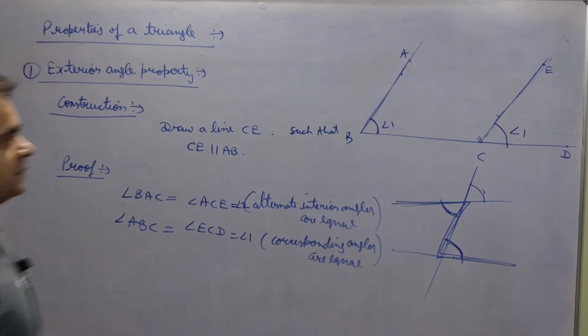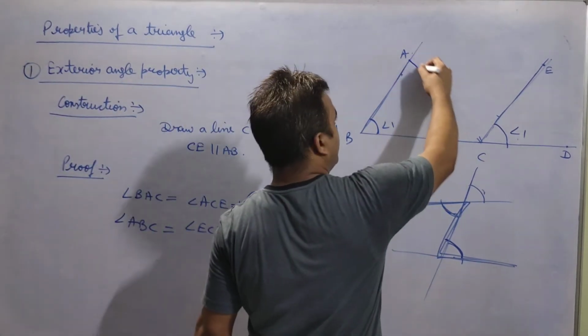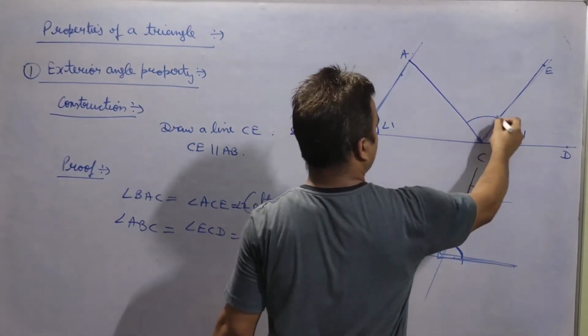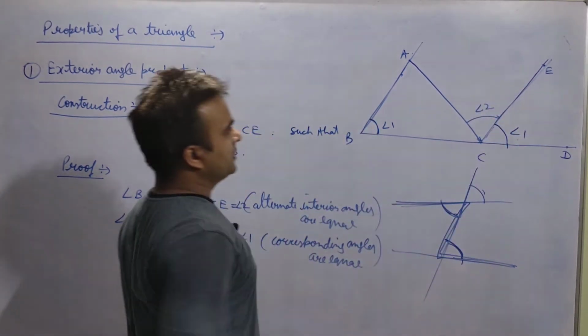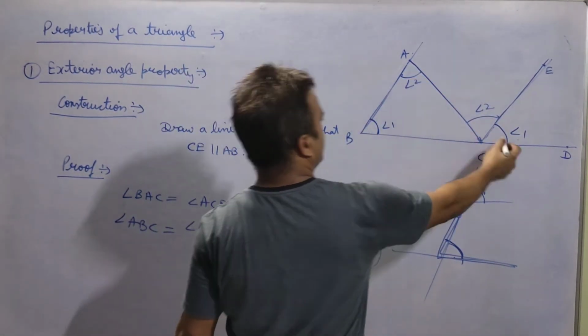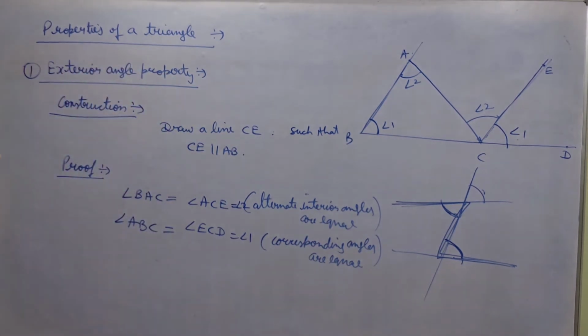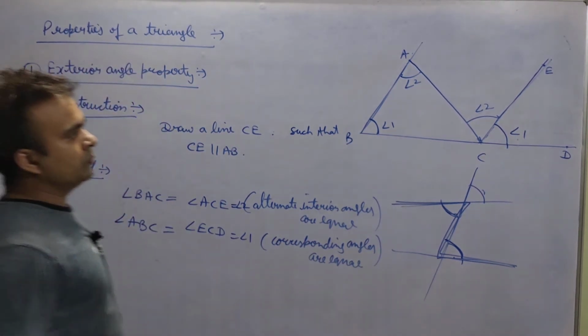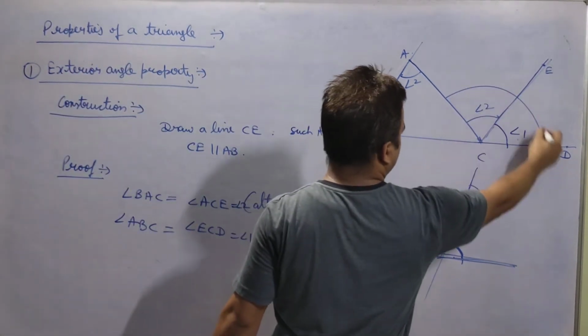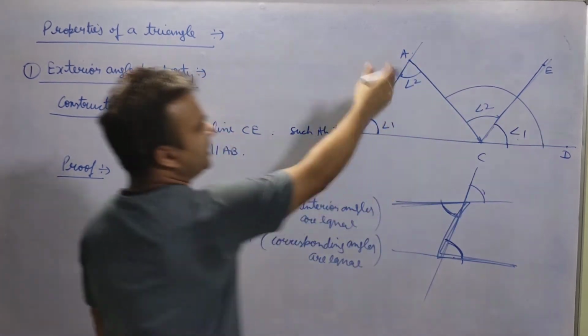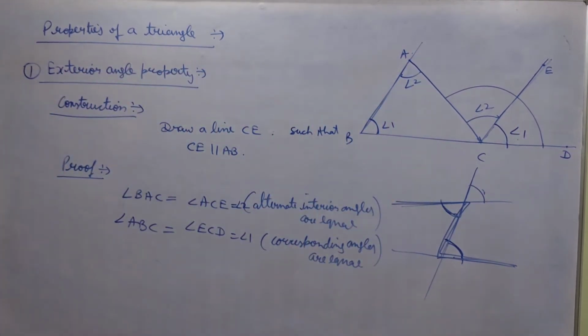All right, now I am coming back to the figure. This one we have proved, this is angle 2, this one is angle 2 and this is angle 1. So now it is very clear to you, this particular exterior angle is the sum of the two interior opposite angles. Can you see this one?